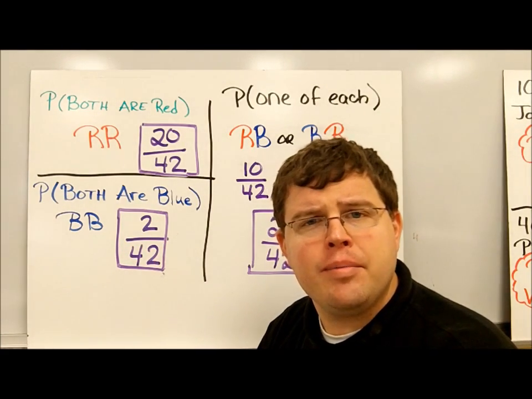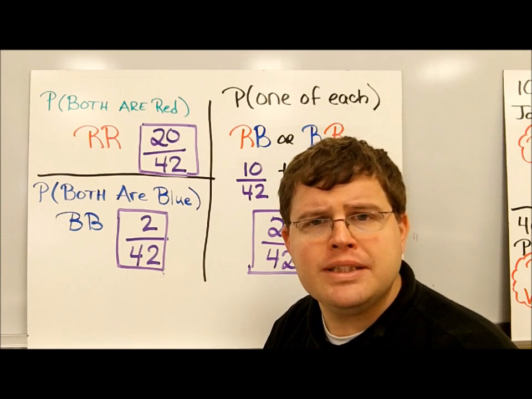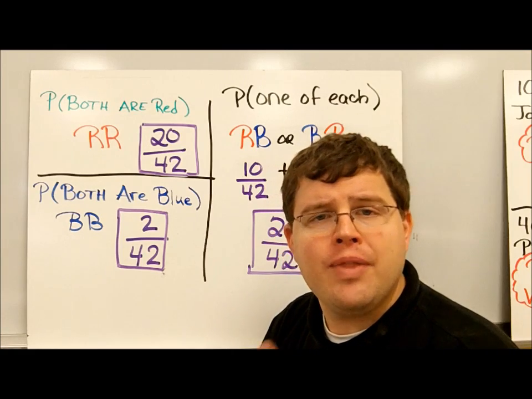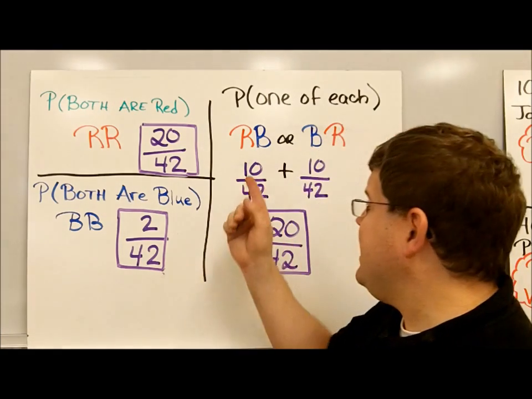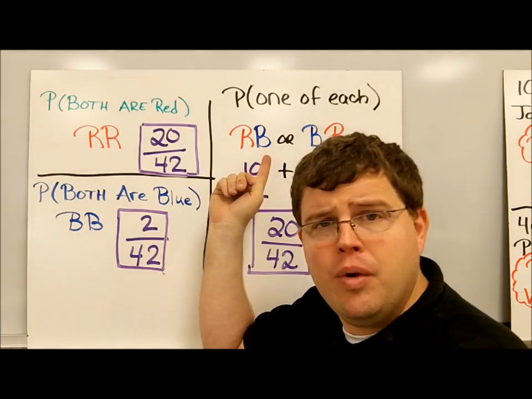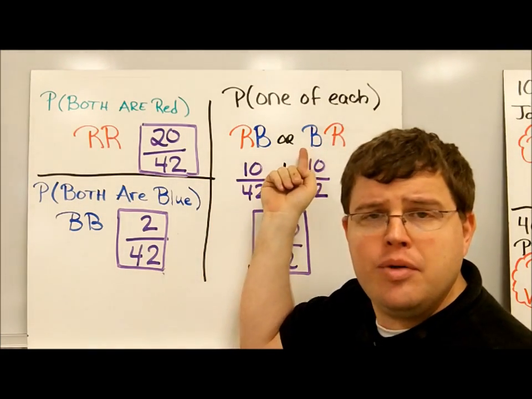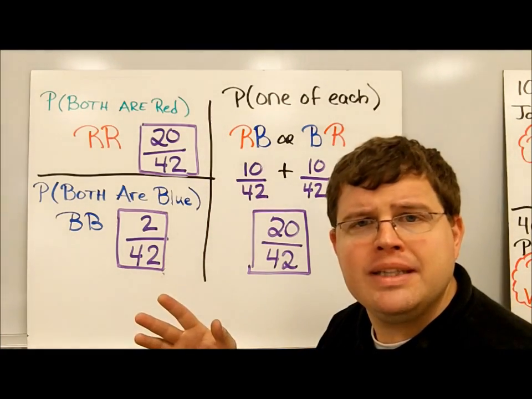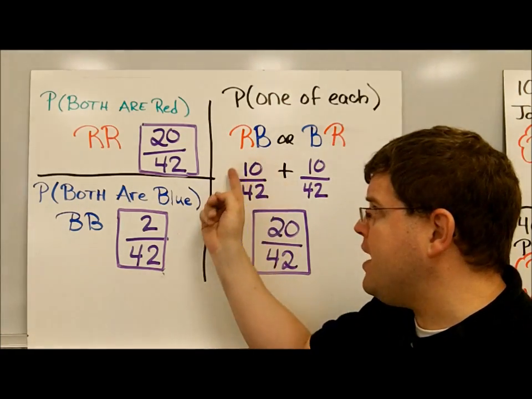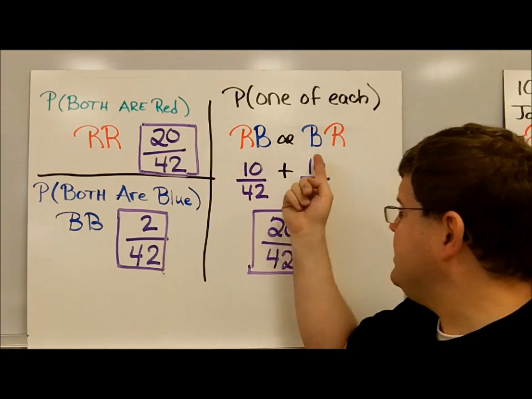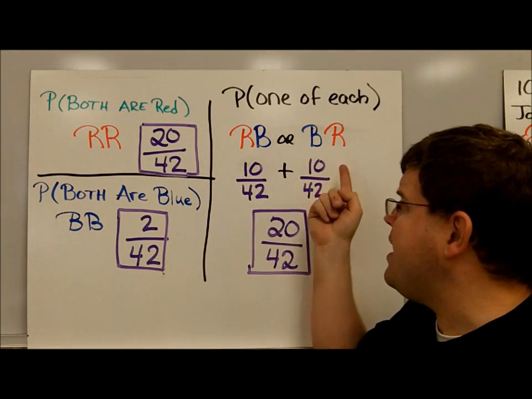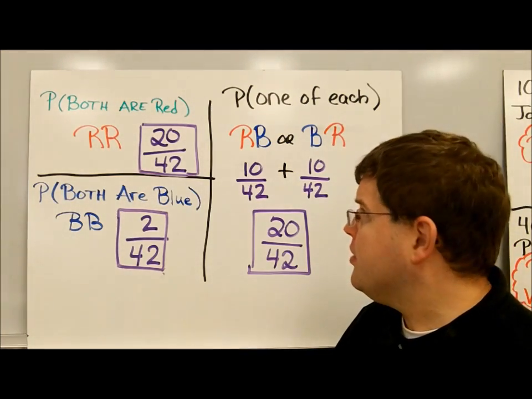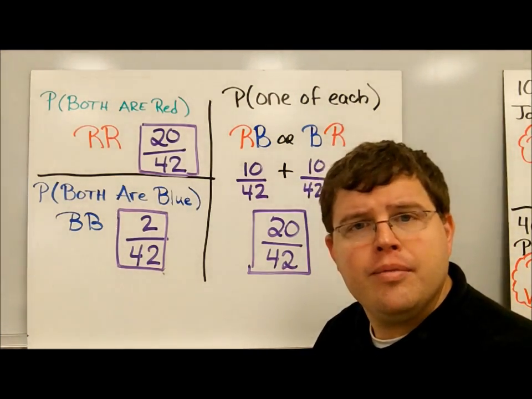Now, we got to think a little bit here because on the third one, they ask us what's the probability that we had 1 red and 1 blue? Well, that happened in 2 different places. It happened when we got the red one, then the blue one. It also happened when we got the blue one and then the red one. And so we have to add those probabilities together. 10 out of 42 for red then blue, 10 out of 42 for blue then red, that's 20 out of 42. That gave us a red and a blue.